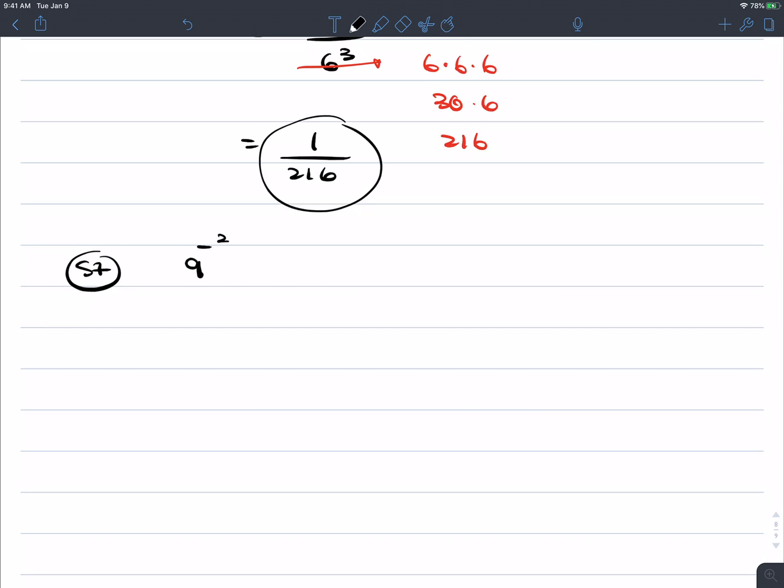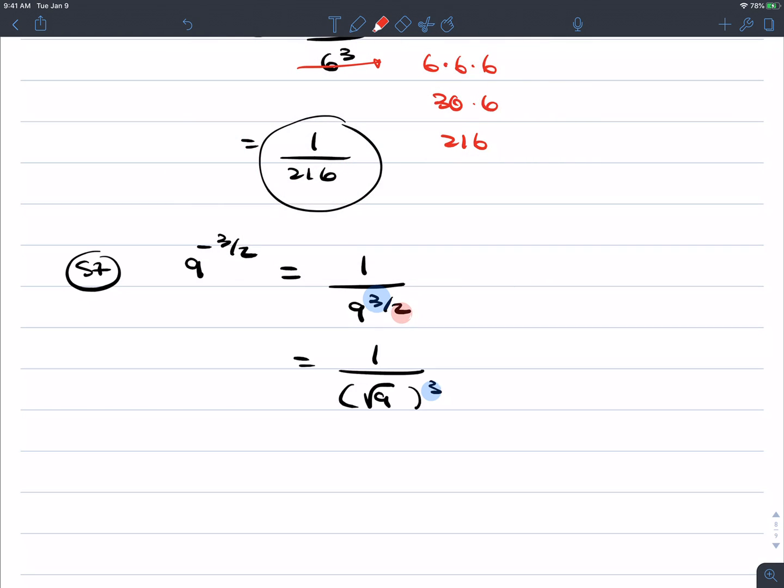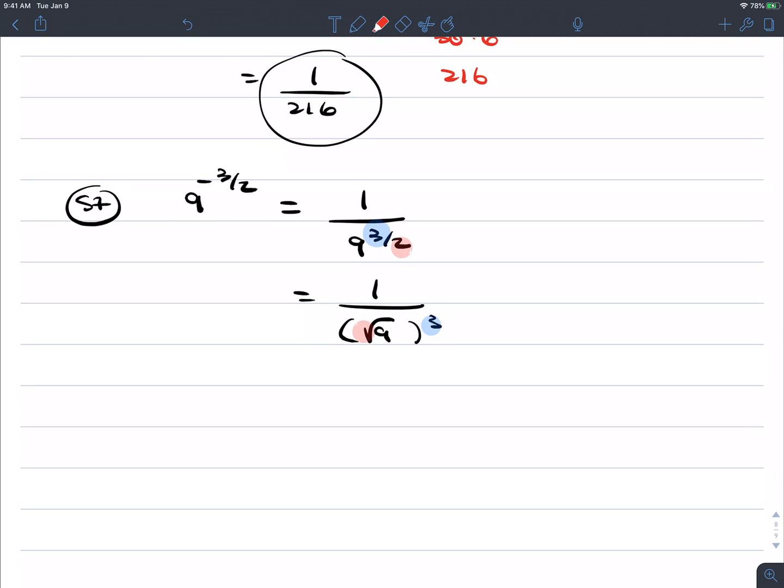Number 57: 9 to the minus 3/2 power. That's 1 over 9 to the 3/2. What's the definition here? The denominator 2 is the index for my radical, so this is going to be the square root of 9. Remember, the numerator 3 is the power on the outside.